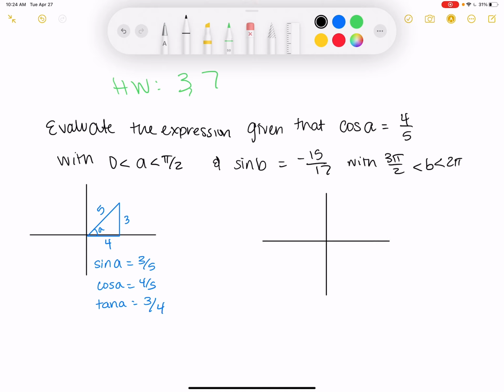Okay, so this one is from 3 pi over 2 to 2 pi. So where's that? Quadrant 4, down here.